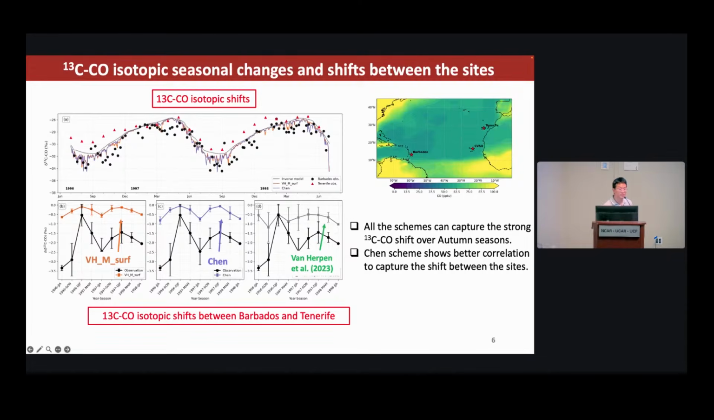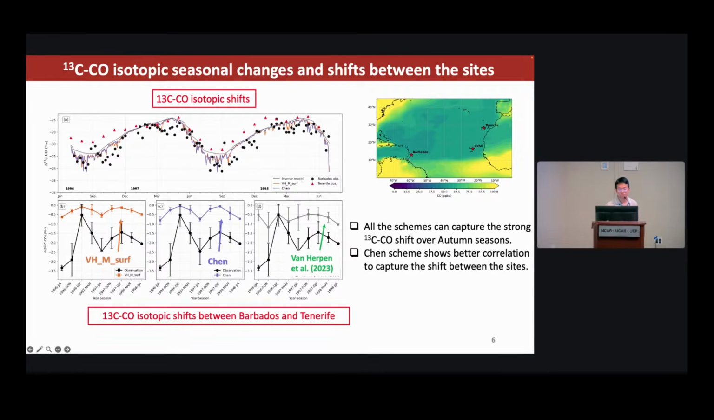Here the black dots are the observation from Barbados, and the gray line is the default inverse model, and the two colorful lines are the model results from our simulations with the Maiden scheme and the Chen scheme. And we find for the very depleted autumn signals, with including this additional chlorine and the additional chlorine reaction with methane, these very depleted signals in the autumn can be captured by the model.